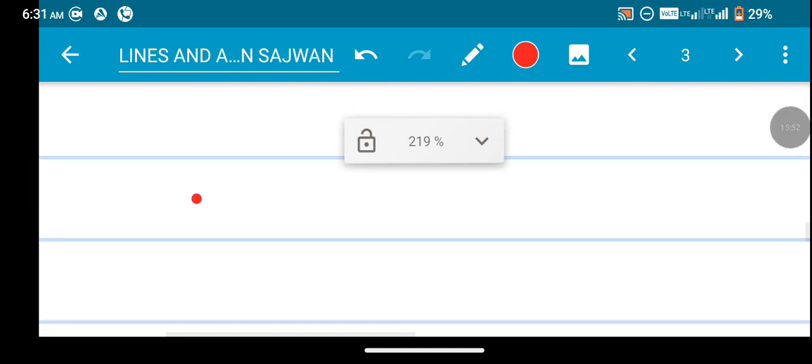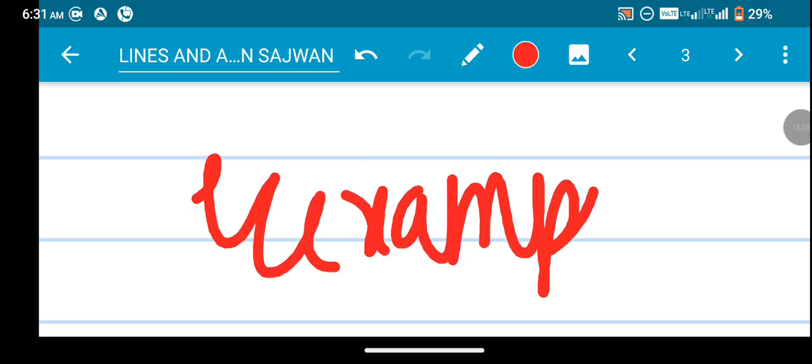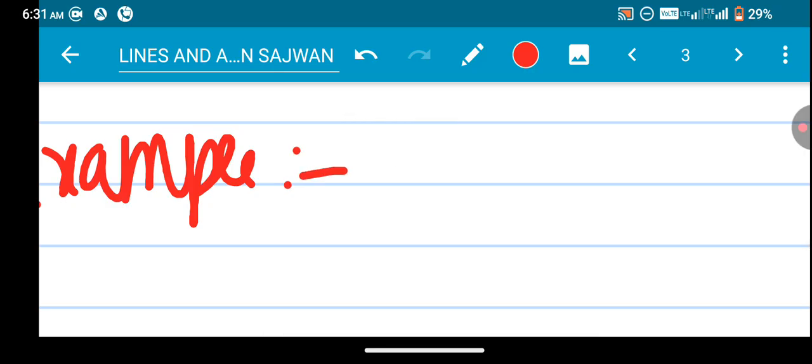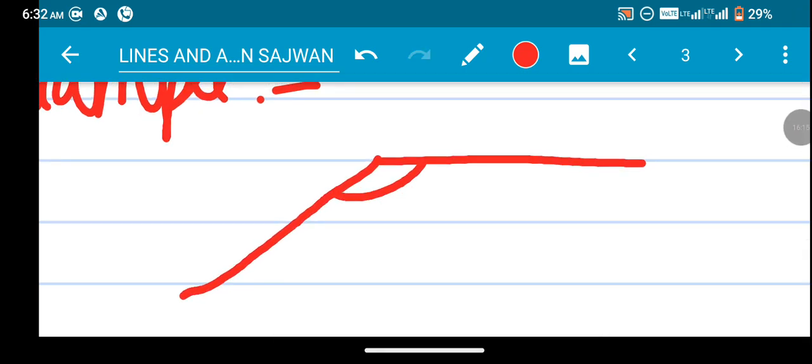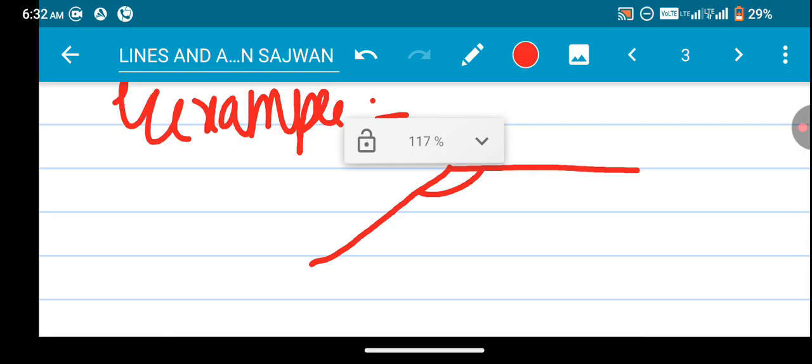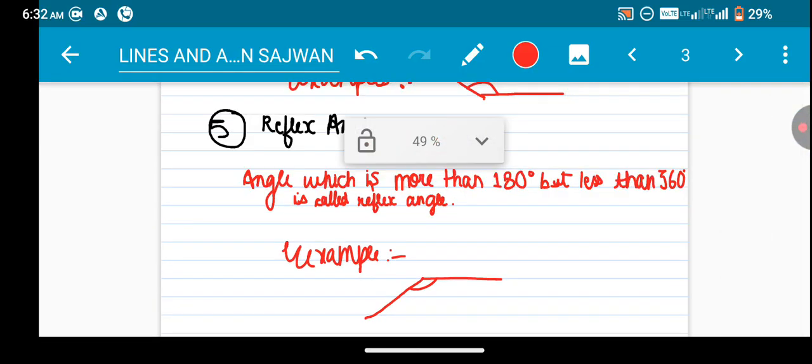Now we will tell you about an example. Suppose I have made this. This is a line, this is 180, and this I have made. I can't tell you directly what the measure is, but you can measure. A reflex angle is more than 180 but less than 360. You should know that the angle should be more than 180 degrees and should not be bigger than 360 degrees. You should be clear on that.